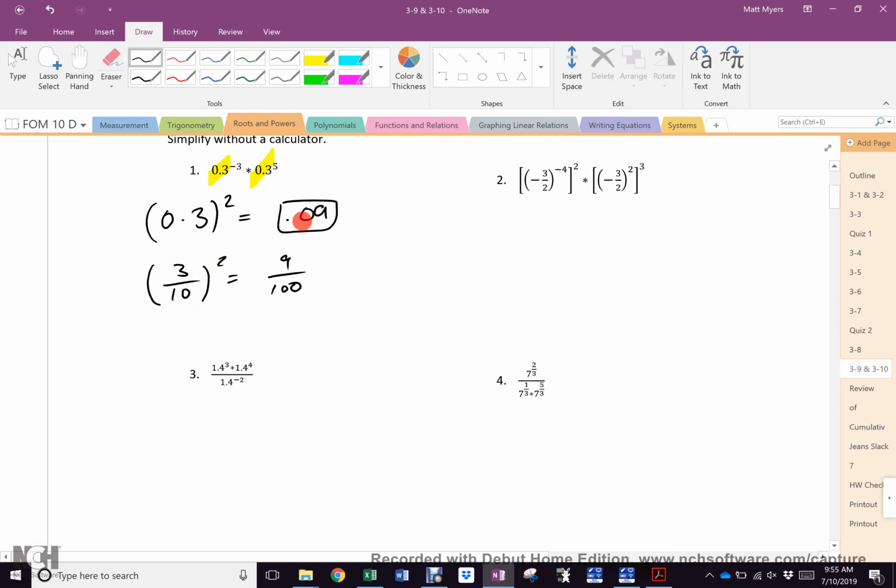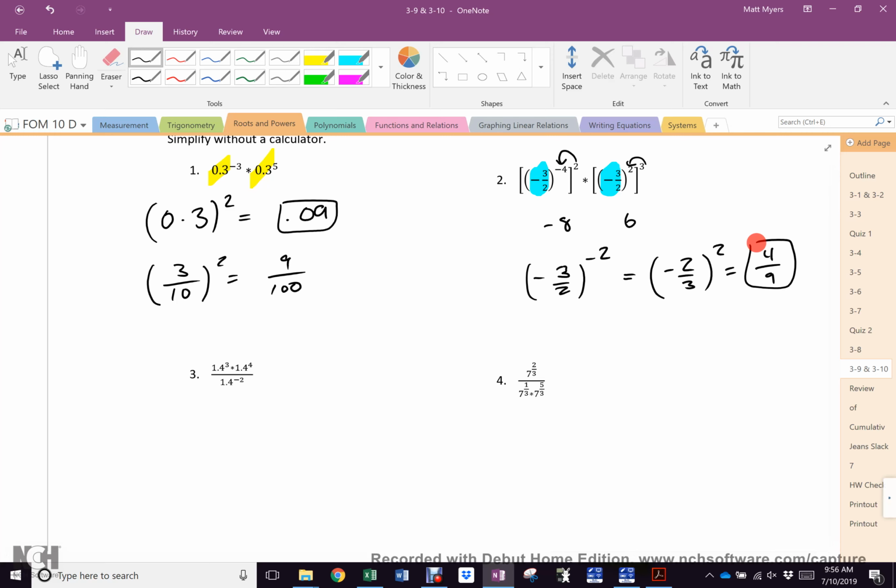What's weird about 3? Mr. Myers, there's decimals. But where are those decimals? In the base. So it doesn't matter, does it? It's going to be 3 plus 4 over 1.4 to the -2. 1.4 to the 7th over 1.4 to the -2. Is that allowed? With a negative exponent? It's going to go up, isn't it? So I'm going to end up with 1.4 to the 9.